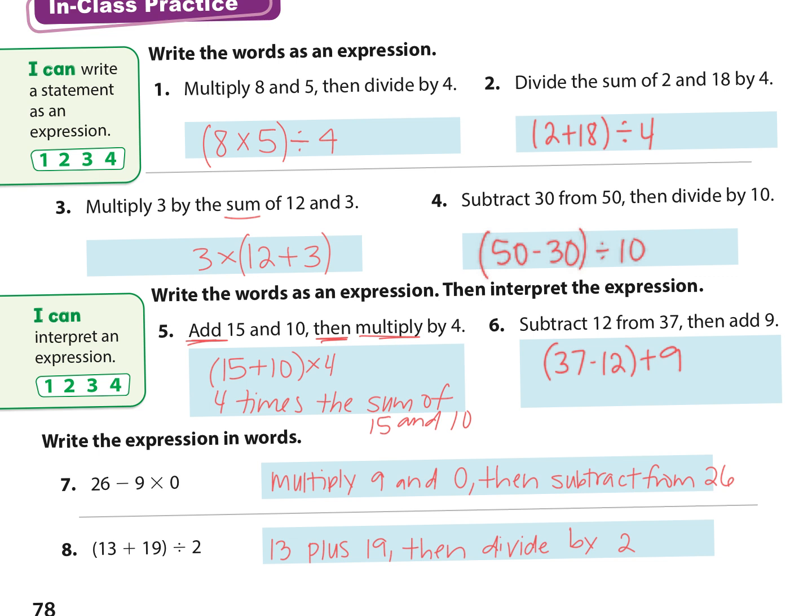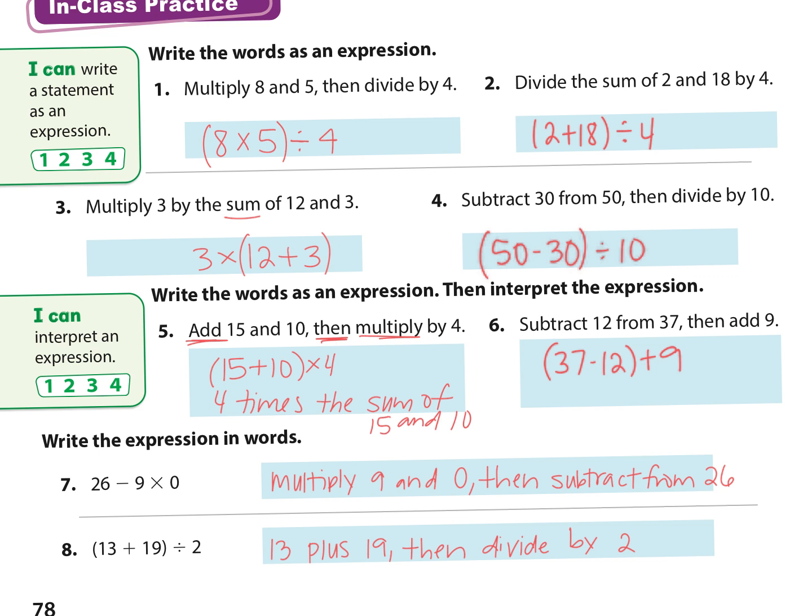So number 2, you should have had 2 plus 18, because you're talking about the sum of 2 and 18. And then you're going to divide that by 4. So you're dividing the sum of 2 and 18 by 4. So I've got to find the sum first, which means I've got to put that in parentheses. Otherwise, if I didn't have parentheses, I would be dividing first, and I don't want to do that. I want to divide the sum. So I have to know the sum of 2 and 18 first, then divide by 4.